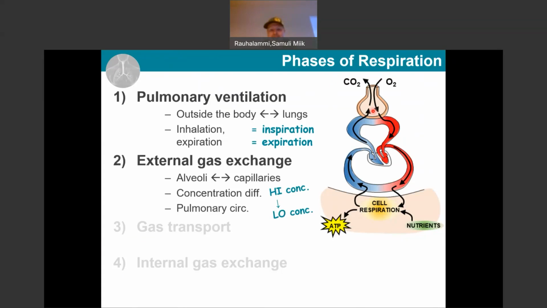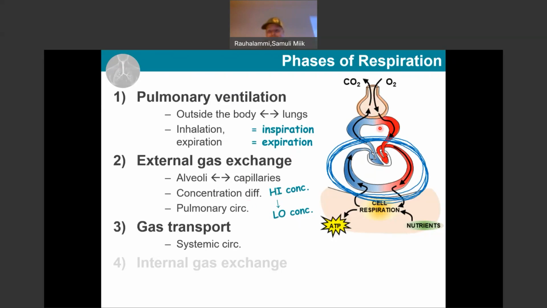The second phase is gas exchange, but it's external gas exchange. So we're focusing here between the alveoli and the pulmonary capillaries. Gases get exchanged there, oxygen picked up, carbon dioxide put out. This is driven by the concentration difference through the simple squamous cells, very short distances to diffuse, and it's always from areas of high concentration to areas of low concentration. So oxygen gets picked up into the blood and carbon dioxide goes out from the blood to the lungs.